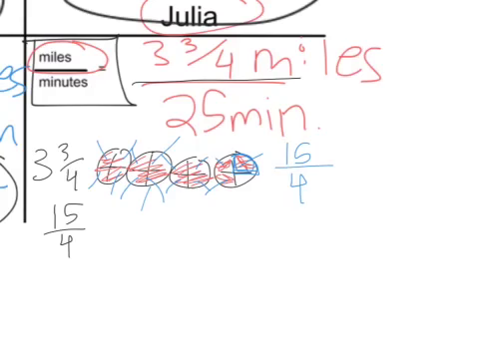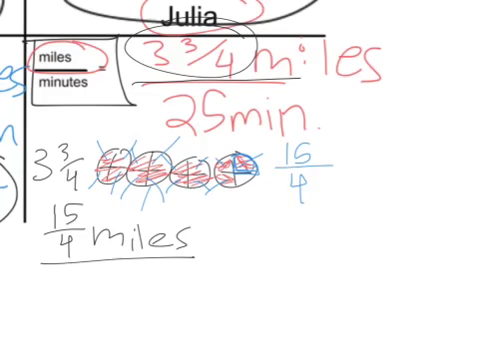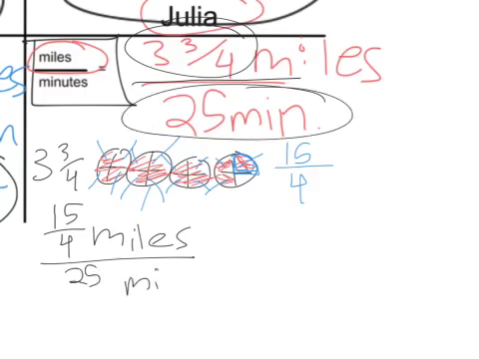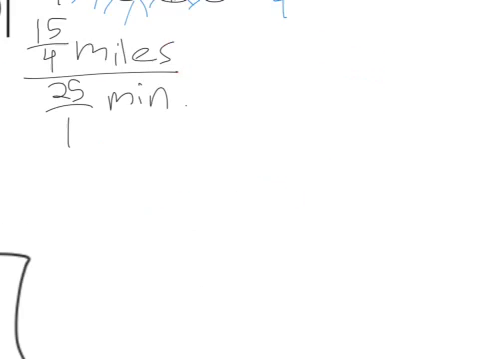So this 15/4 was really 3 3/4. So we changed it. That was our miles. Over our minutes here was 25. And we can put that into a fraction by putting it over 1. Now we're going to divide these two fractions. So we have 15/4 over 25/1.